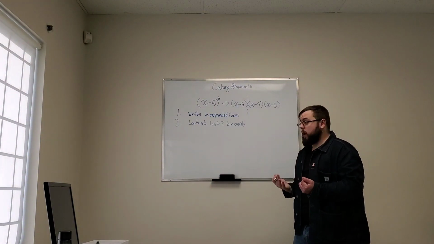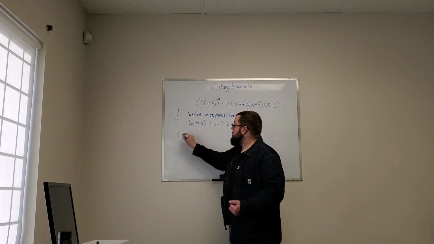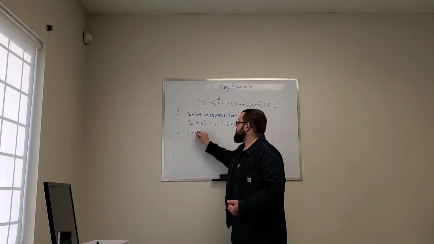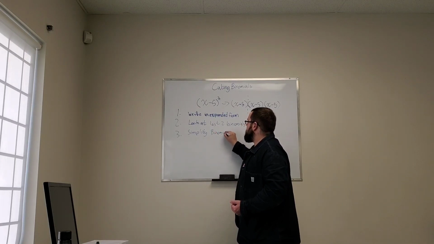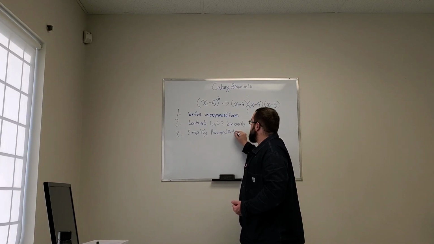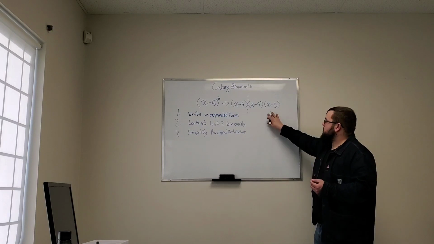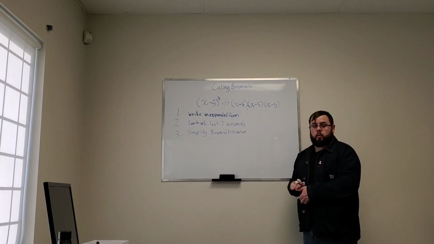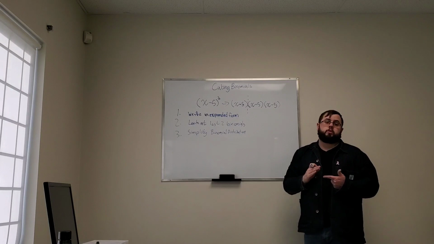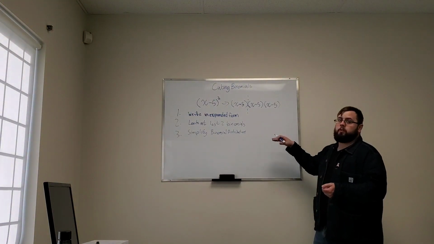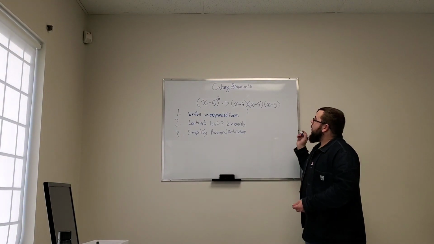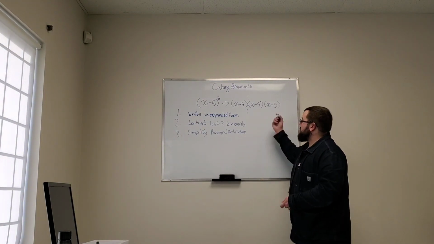This is a perfect square. So, simplify using binomial distribution. However you want to do this, x minus 5 times x minus 5. Do you want to do it by the break and distribute method? Do you want to use the four square method? Do you want to just FOIL it? Or do you want to use the perfect square shortcut? So I'm going to go with the FOIL method.